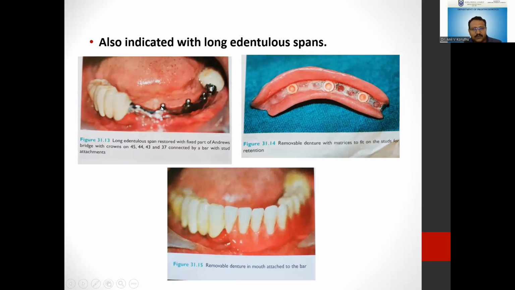Andrews bridge, which has metal studs projecting from the bar area and a counter half with the tooth like this. You can see the acrylic tooth like this, which has underneath O-rings or a female part which will sit on the male studs. So this is also a fixed removable prosthesis, and this prosthesis can be removed according to the patient's will.